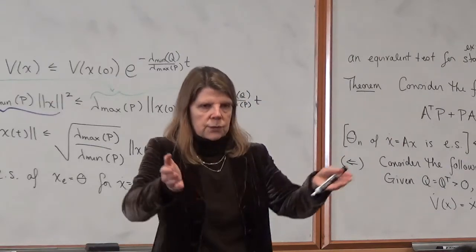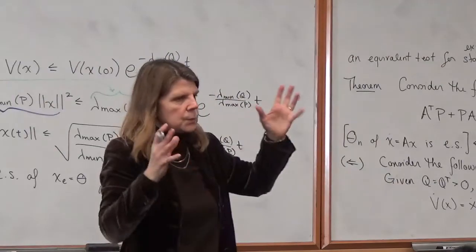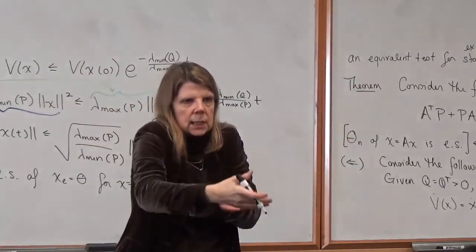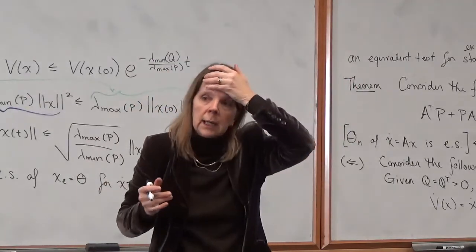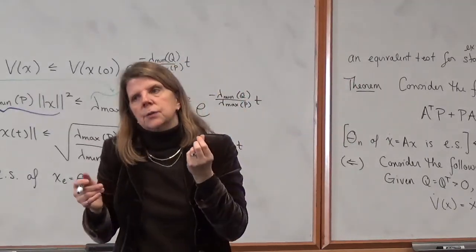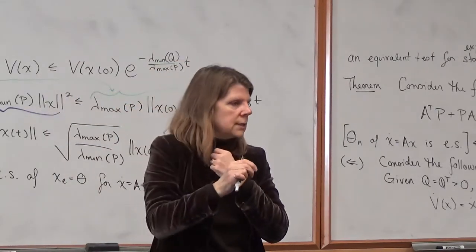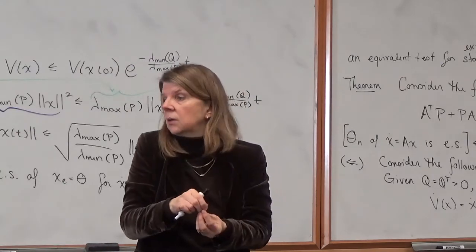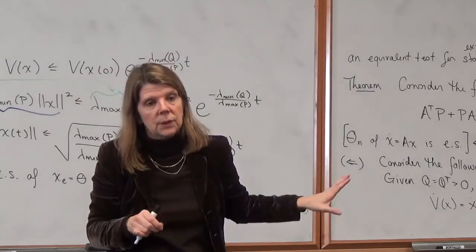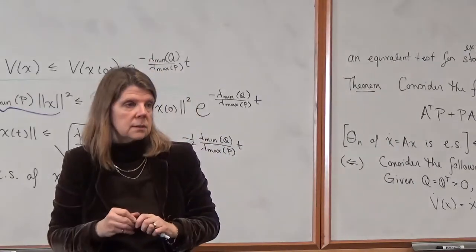So if you have functions V which look like bowls, like our x transpose Px is a positive definite function, it looks like a bowl, or maybe an ellipsoidal bowl, depending on what the matrix P looks like. If your trajectories are such that they're always moving in a direction of decreasing V, it means they're moving towards the origin, because V is 0 at the origin and nowhere else. And that's really what's happening here. But it's a very general theory that we can apply in many different cases.